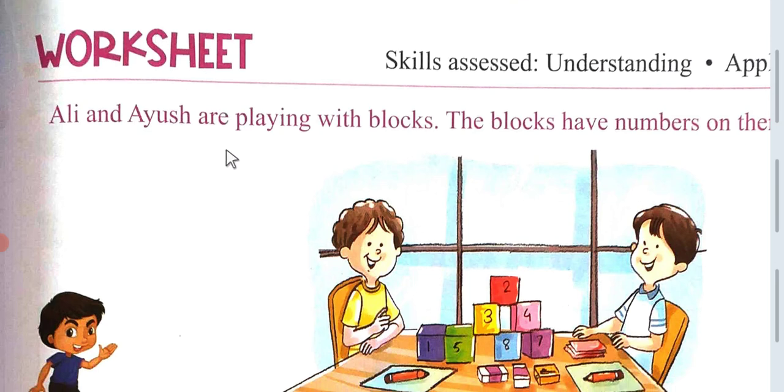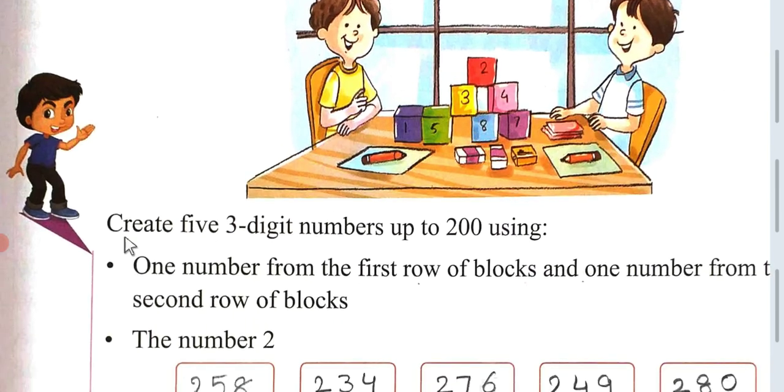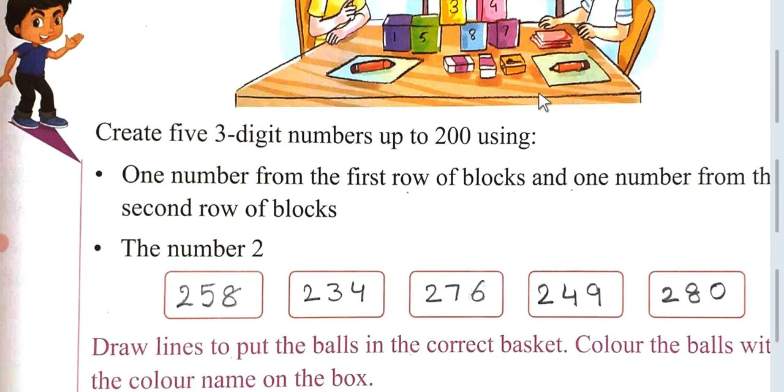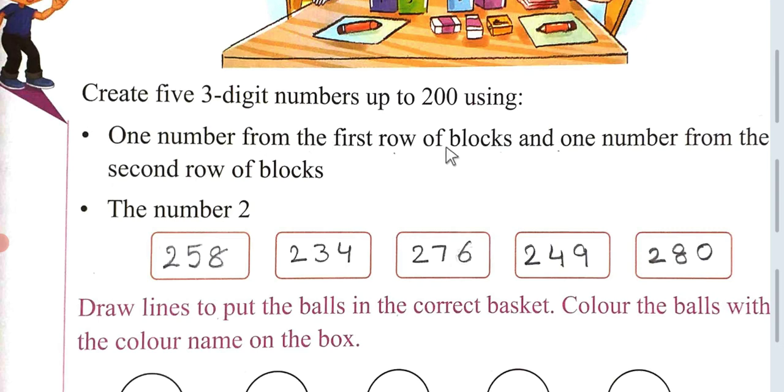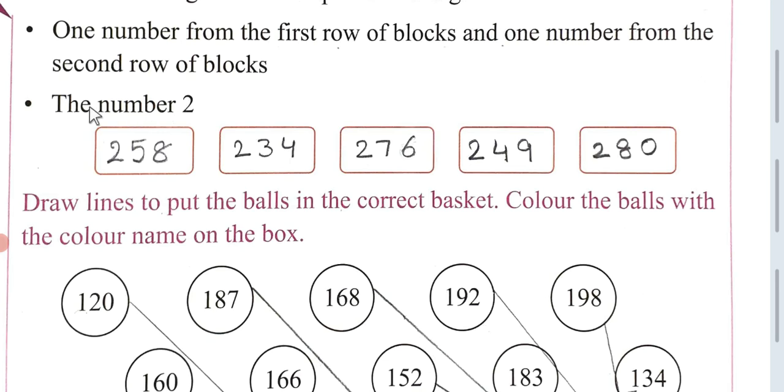So Ali and Ayush are playing with the blocks. The blocks have numbers on them. You can see here 1, 5, 8, 7, 3, 4, 2. So create 5 3-digit numbers up to 200 using one number from the first row of the blocks and one number from the second row of the blocks.